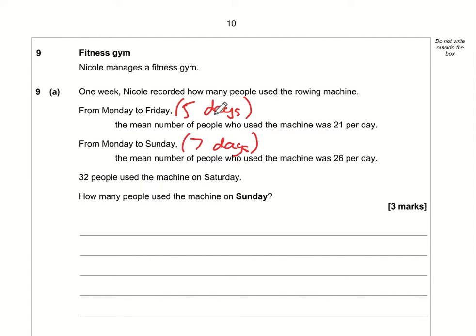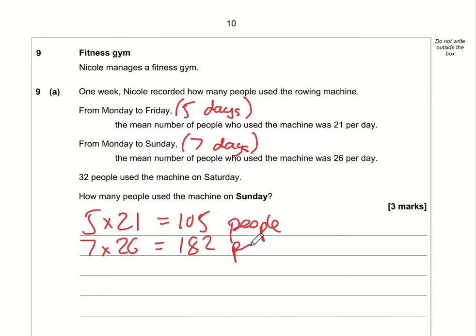And the way to do that is you multiply the number of values by the mean. So, I suppose if you think about it logically, if the average number of people is 21 per day, then over 5 days, that's going to be a total of 5 multiplied by 21. So when you've been given the mean, multiply it by the number of values and you get your total. And 5 times 21 is 105. So that's 105 people. So we're going to do the same from Monday to Sunday. So that is 7 times by 26, and 7 times by 26 is 182 people.